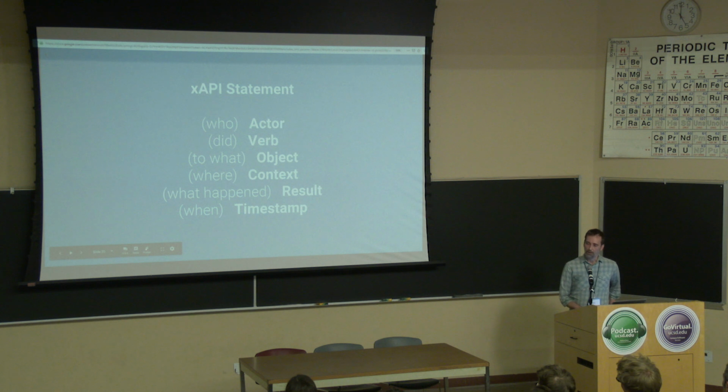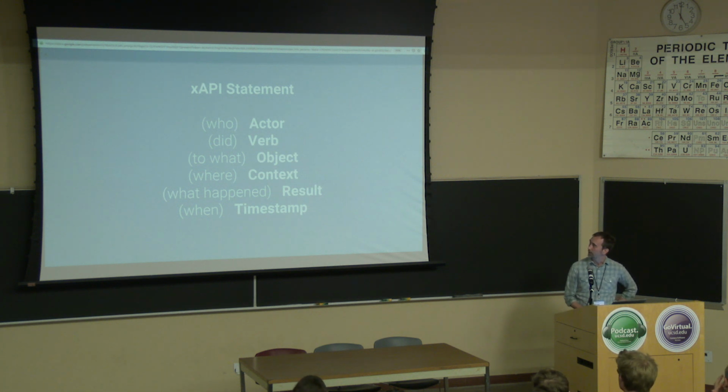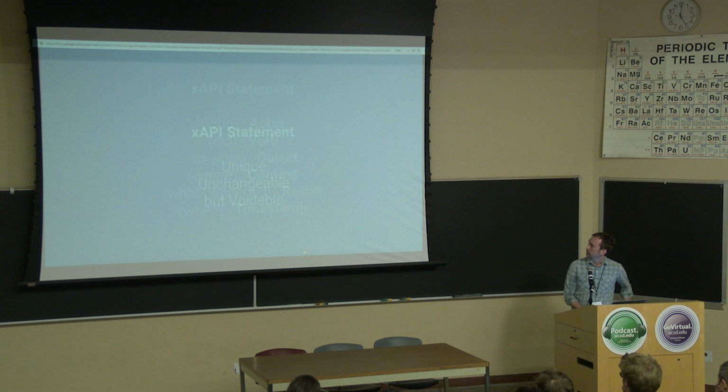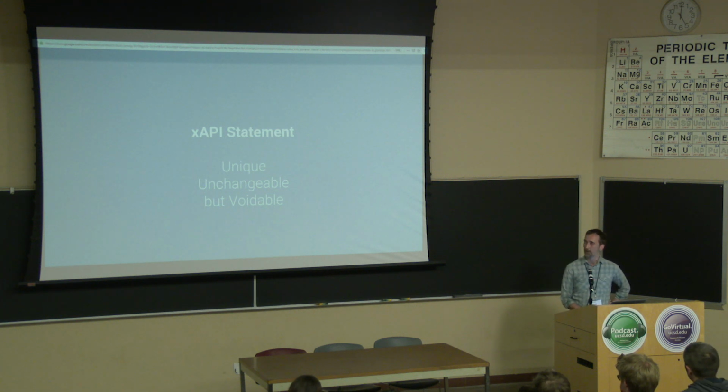Okay, we're back. All right, so I'll just walk you through what an xAPI statement entails. You've probably started to get the sense there's an actor and a verb, so who did what, to what, and context, which is just some more information: what happened, a result, and then everything has a timestamp. There are some more things like a unique ID. The statements are unique and unchangeable, but they can be voided after the fact if that needs to happen.